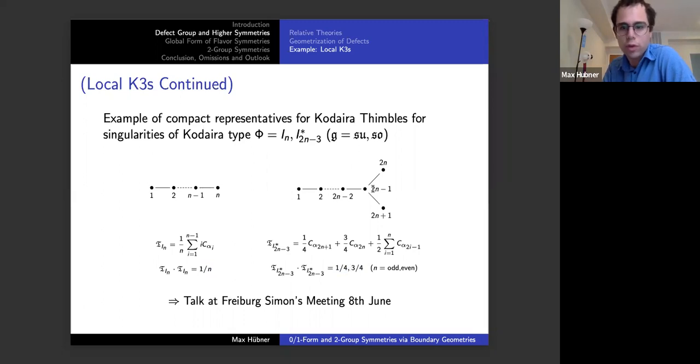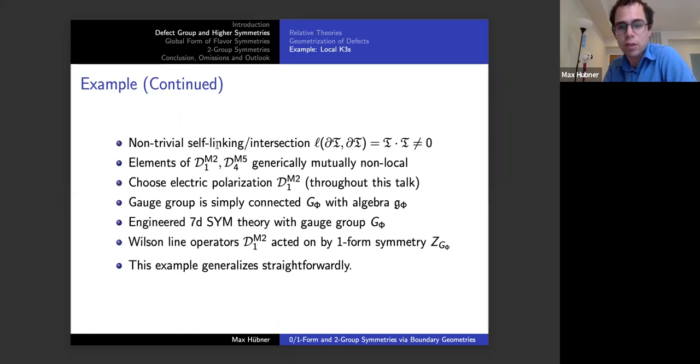So I'm going to be talking a bit more about this in Freiburg at the Simons meeting on the 8th of June. So there's a lot one can do with these compact representatives. But the main takeaway for us is simply that the boundary of these cigars link non-trivially, or equivalently, this self-intersection is not zero. And so the defects we've constructed by wrapping M2 branes on these cigars and wrapping M5 branes on these cigars are generically not mutually local.